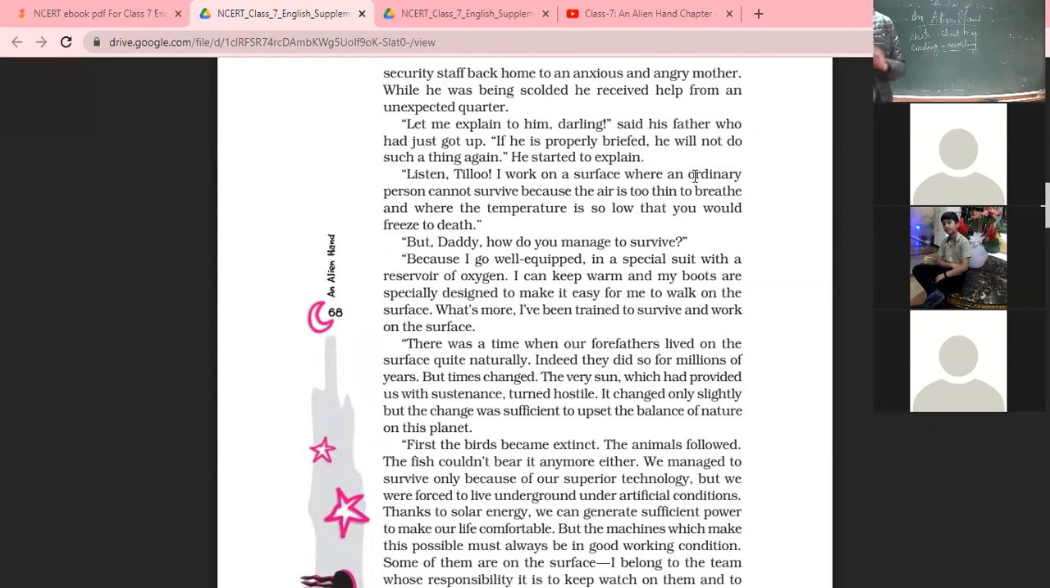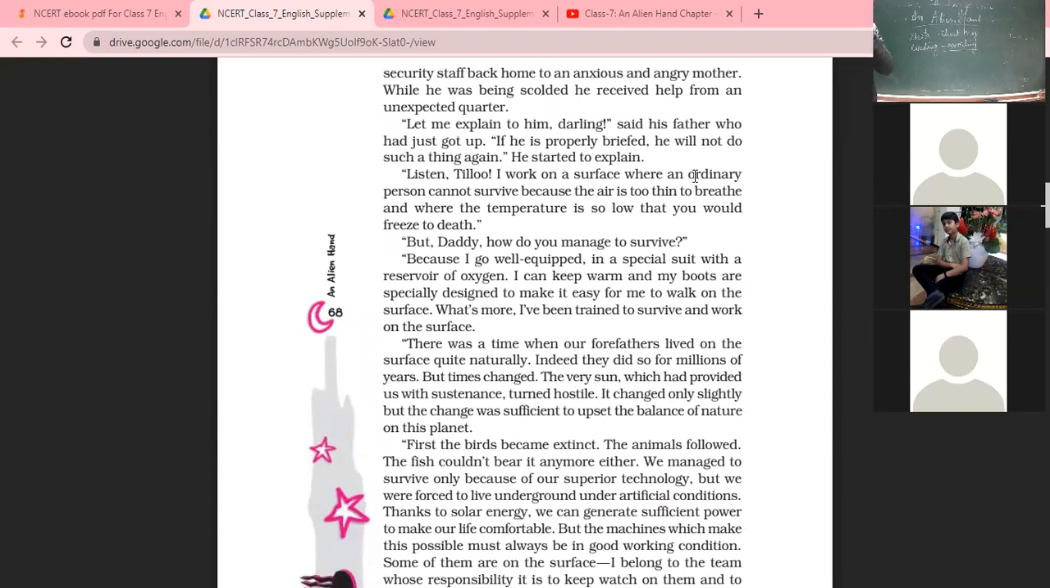But daddy, how do you manage to survive? But daddy, please tell me, you are also going there, how you are surviving there. You know, children, they ask one question after another. In the same way, Tilu was also asking his father. Now, what father said? Because I go well equipped in a special suit with a reservoir of oxygen. Reservoir means extra supply of oxygen.